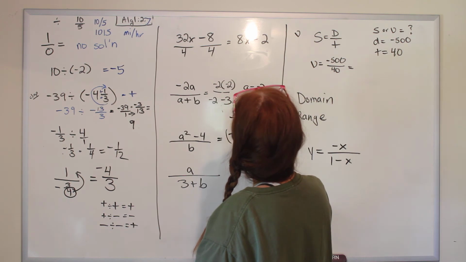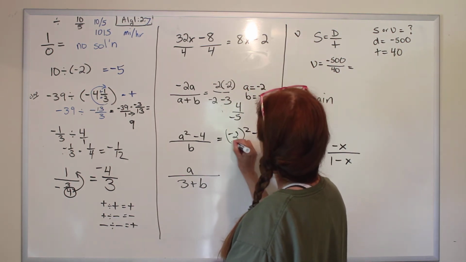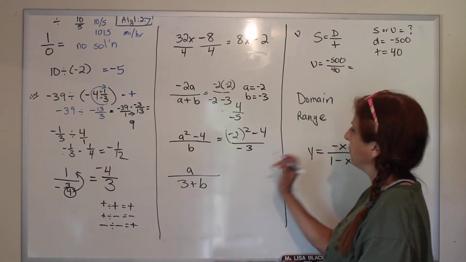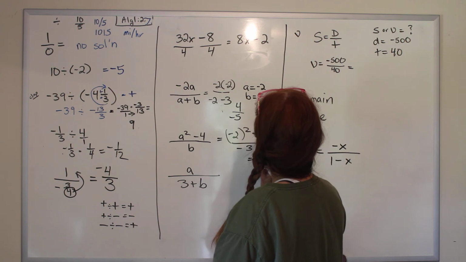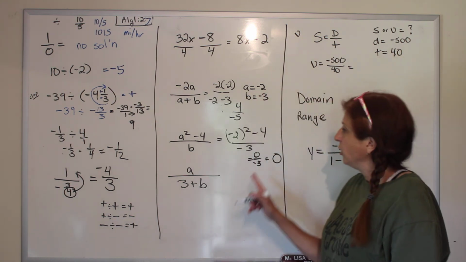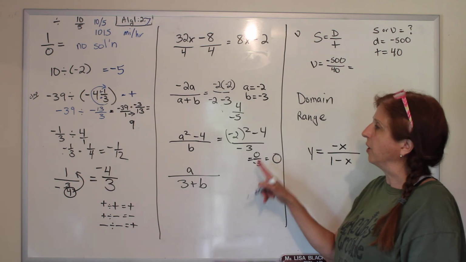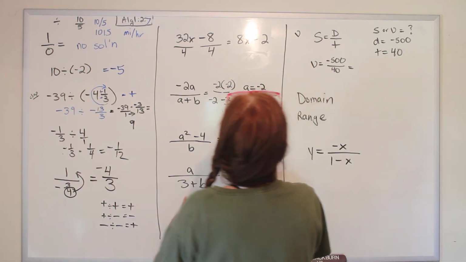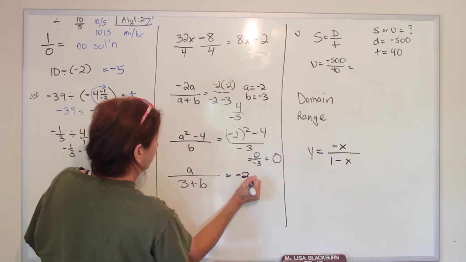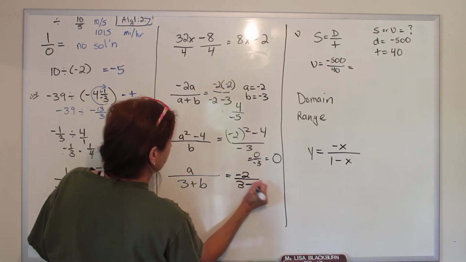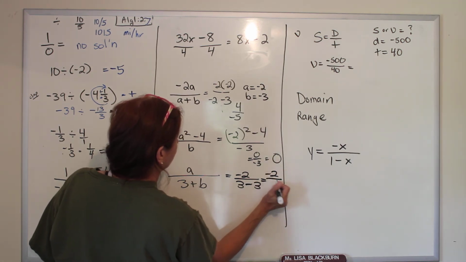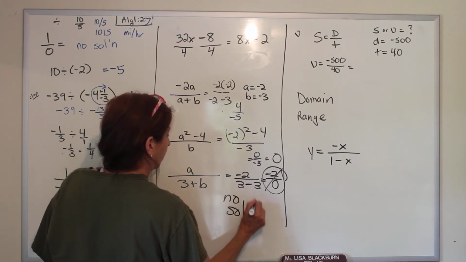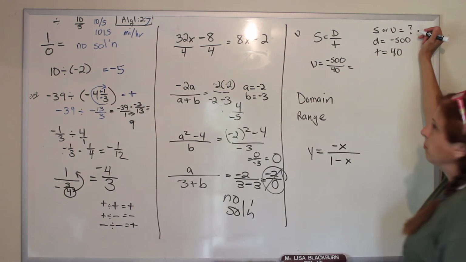Okay, next one is negative 2 squared minus 4 over negative 3. Negative 2 squared is 4, minus 4 is 0. 0 divided by negative 3 is 0. You can divide things into 0, you just can't divide by 0. Okay, so this one is that situation, I think. Negative 2 divided by 3 minus 3 is negative 2 divided by 0. No solution. Right?